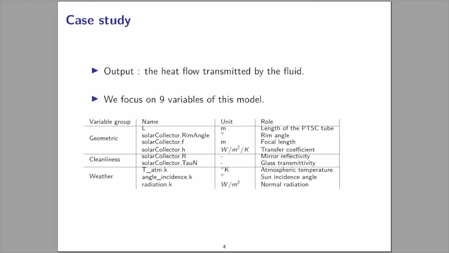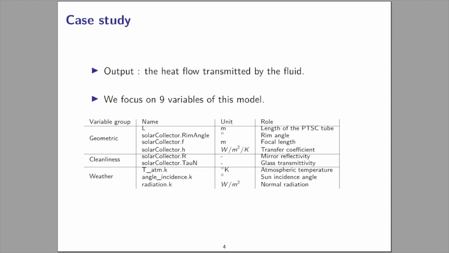More precisely, we are going to consider as output of the model the heat flow transmitted by the fluid, so by the hot oil. We are going to look closer at 9 variables of this model and study their effect on the output. These 9 variables belong to 3 groups approximately. First variables are geometric. They correspond to characteristics of the solar collector and of the oil pipe.